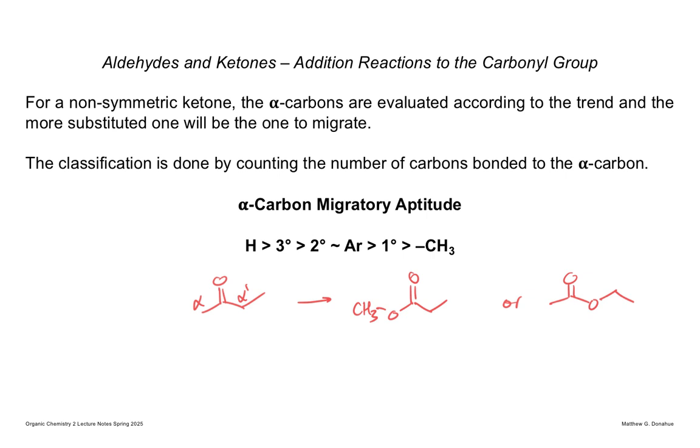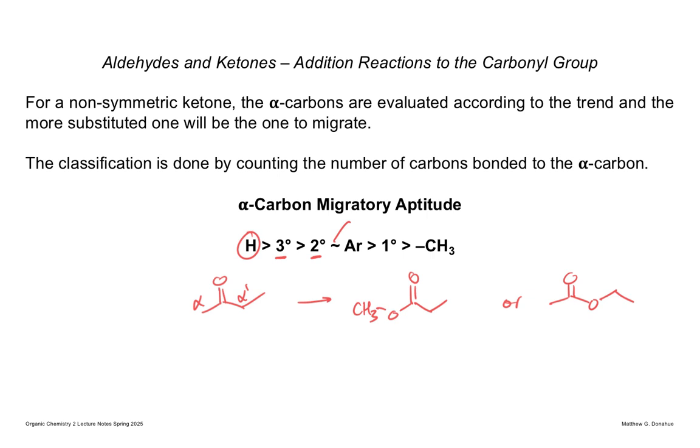So when you're looking at the alpha carbons, the trend follows. The H is for aldehyde. So aldehyde always gives you an acid. But now when you're with ketones and you look at the substitution patterns of the alpha carbons, a tertiary carbon migrates faster than secondary.